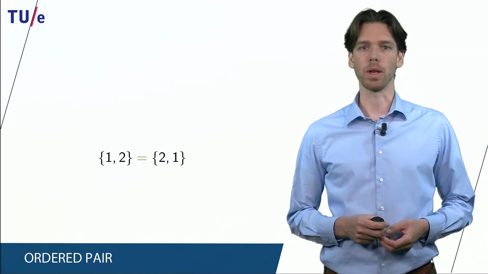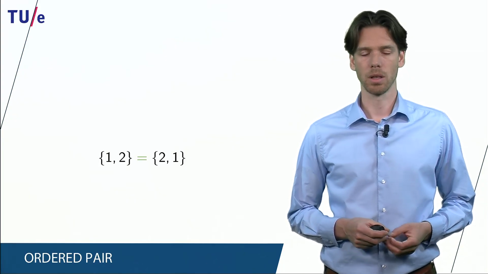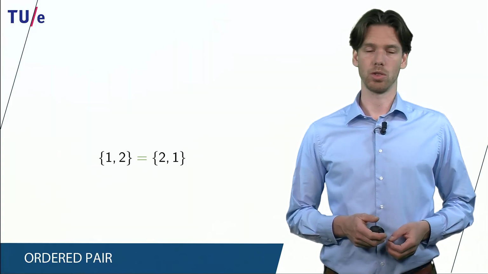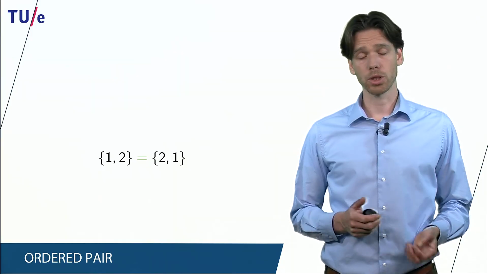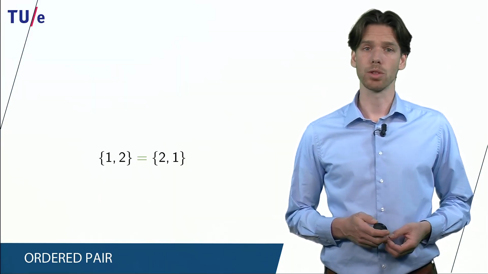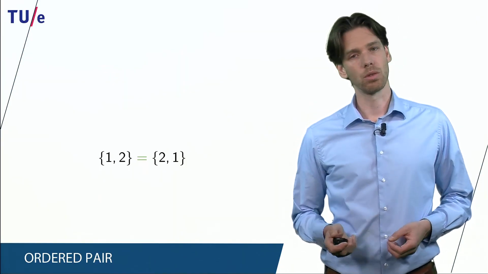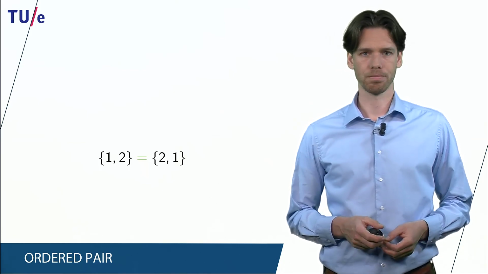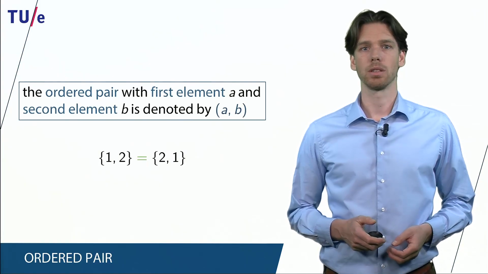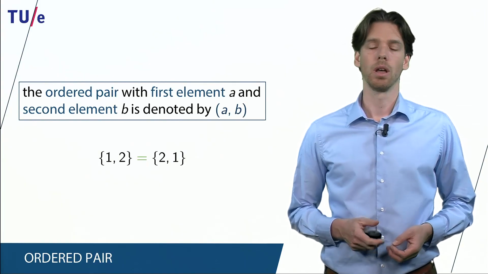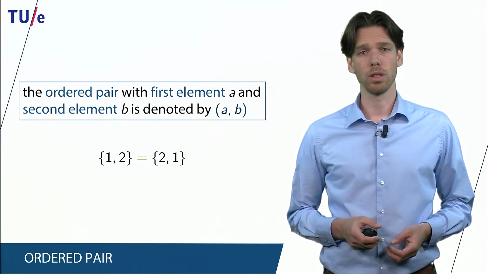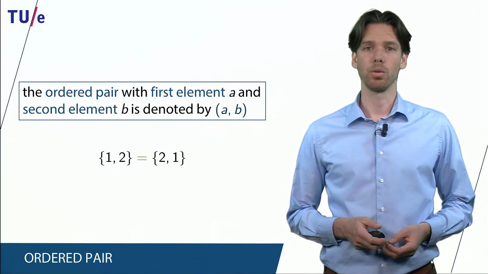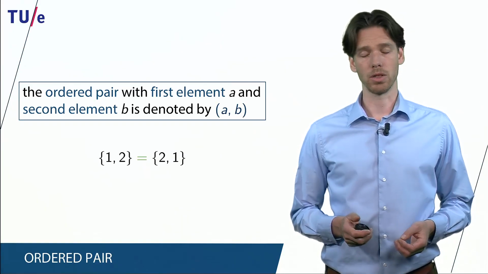Sometimes we do want to impose an order on the elements of a set. Think, for instance, of a coordinate denoting a point in a two-dimensional graph. The first element of the coordinate typically refers to the x-axis, the second coordinate refers to the y-axis, and we do not want to interchange these two. For such cases, we introduce some new notation. We'll denote the ordered pair with first element A and second element B by listing these two elements A and B and enclosing the list in parentheses.